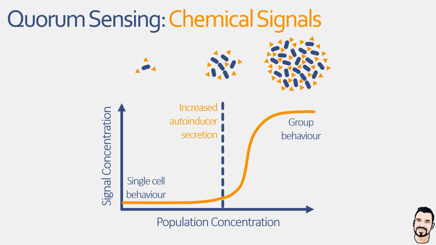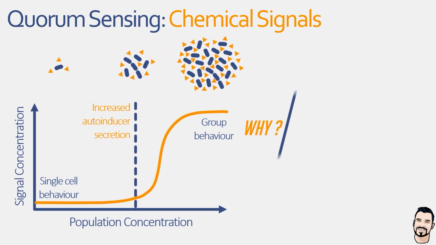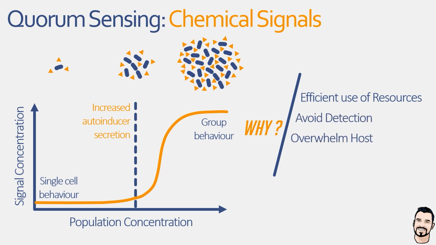But one of the key things we need to consider is why. Why might it be in a cell's best interest to turn on or off select genes at high cell densities? Well, there are several reasons. First, it allows bacteria to optimize resource use. You see, processes like biofilm formation and virulence factor production require significant energy, and so by only activating these genes at high cell densities, bacteria can launch a coordinated and high-impact attack on the host, increasing the likelihood of overwhelming the host's defense systems.